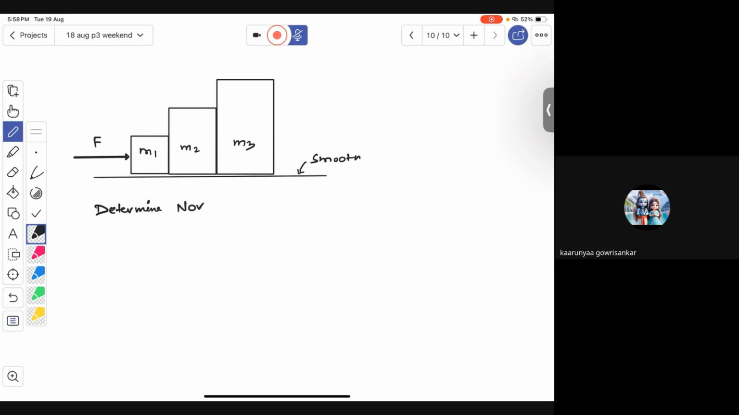Look this way. Determine the normal contact force in between each block. So please do one thing. Try to draw the free body diagram of M1, M2, M3 on your own.